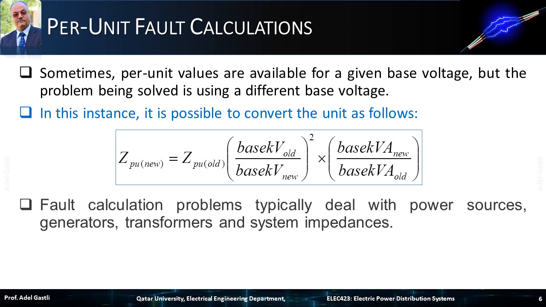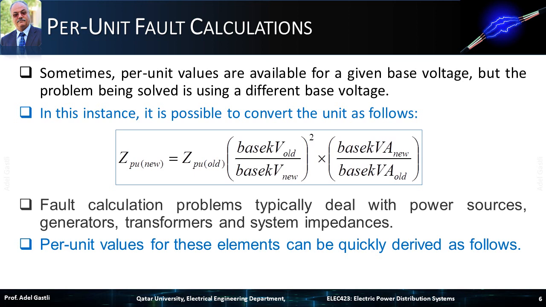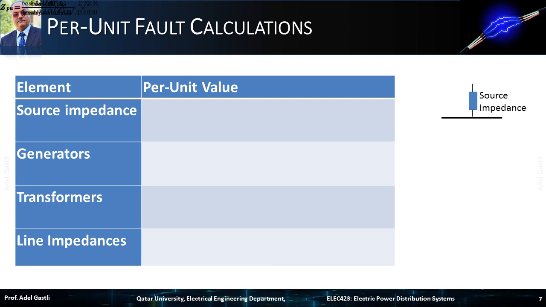Fault calculation problems typically deal with power sources, generators, transformers, and system impedances. Per unit values for these elements can be quickly derived as follows. Source impedance is determined based on the knowledge of source MVA, during fault at the main bus. This value is usually provided by the utility, or can be determined using power system analysis software, if the network is modeled, and short circuit analysis at this specific bus is conducted. So, the per unit source impedance is calculated as the ratio of the base MVA over the source fault MVA.